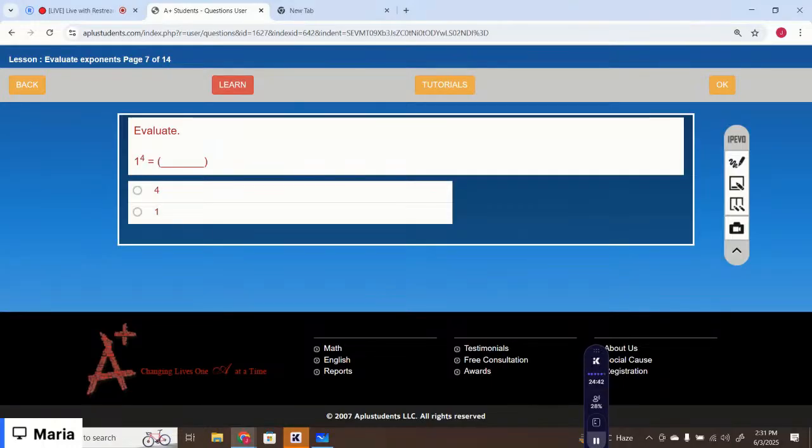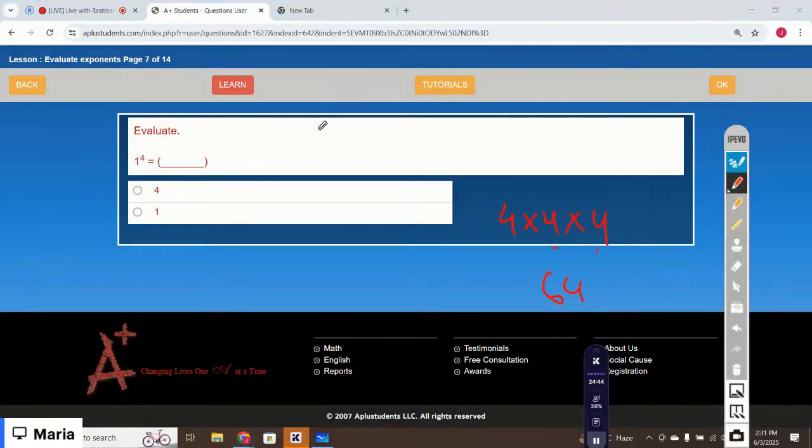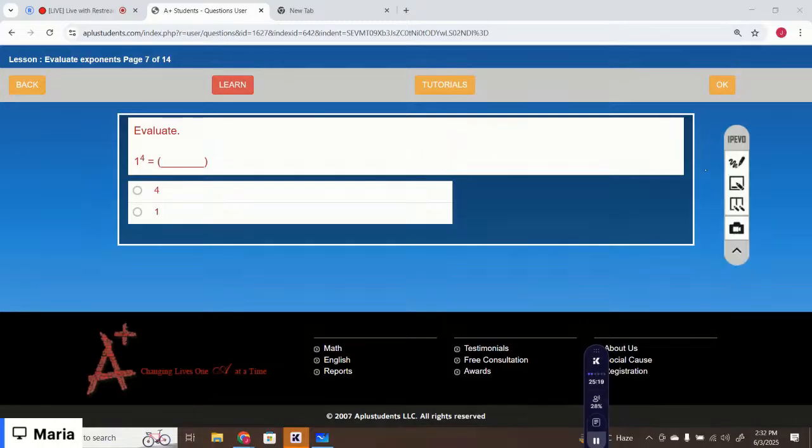One exponent four. So one exponent four means you need to multiply one four times. You have to do one times one times one times one. So no matter how many times you multiply, the answer is always one. So option number one is the correct option. That is one.